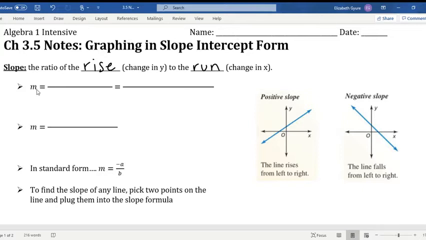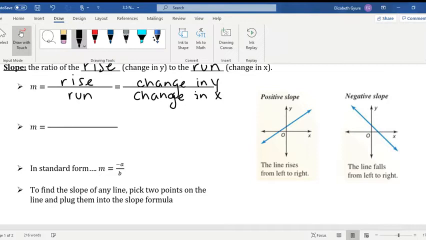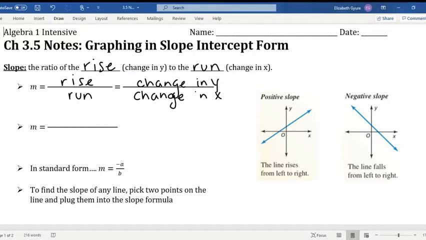I don't know why it's the letter m. Probably has to do with Latin or something. But slope is m. So these little bars here, these are fraction bars, okay? So m equals the rise over the run, written as a fraction. Or in other words, the change in y over the change in x. So how much y changes over how much x changes.